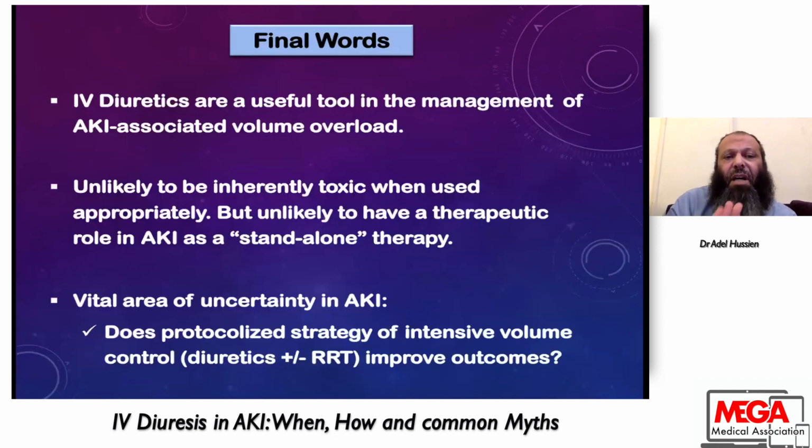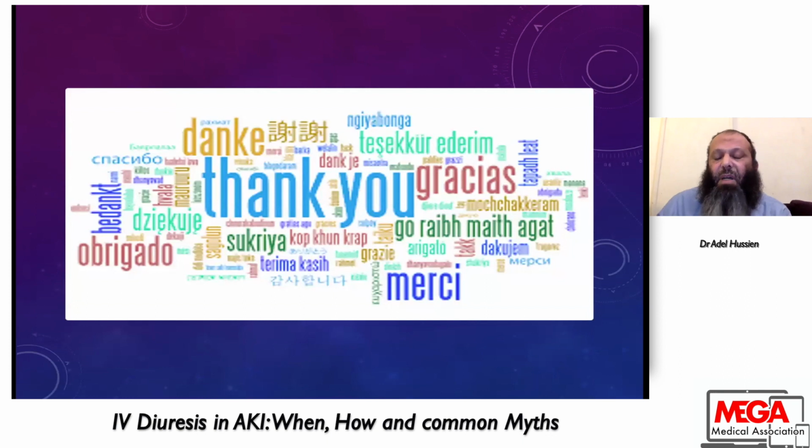Final words: the IV diuretics are a useful tool in the management of AKI-associated volume overload, unlikely to be inherently toxic when used appropriately, but unlikely to have a therapeutic role in AKI as a standalone therapy. There is a vital area of uncertainty in AKI. Does a protocolized strategy of intensive volume control, what I mean is diuretics plus or minus renal replacement therapy, improve outcome or not? Thank you. I apologize for exceeding my time.